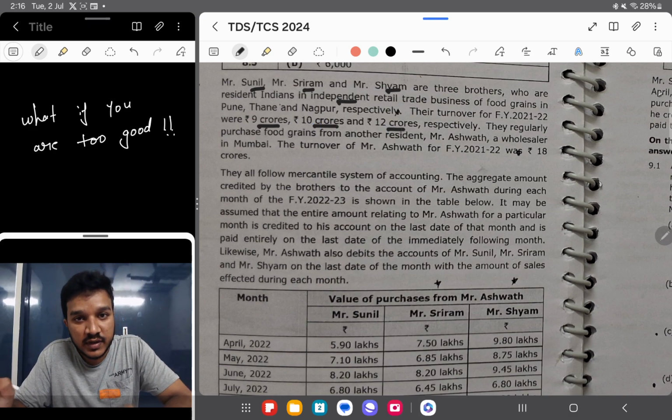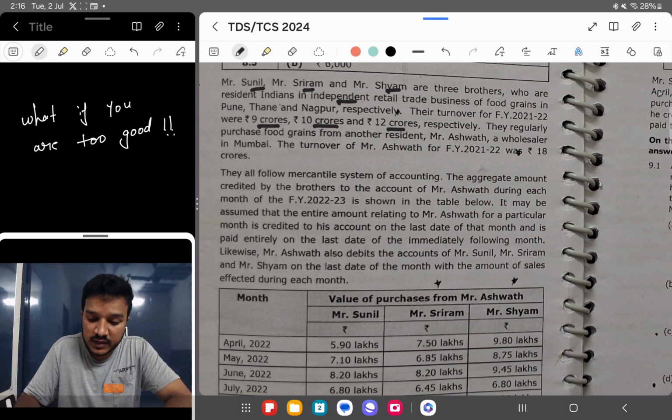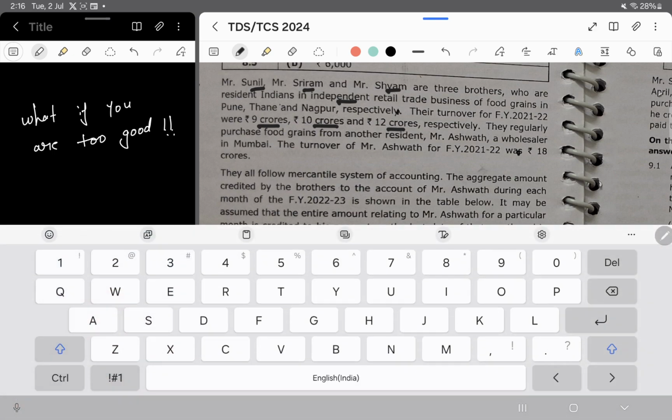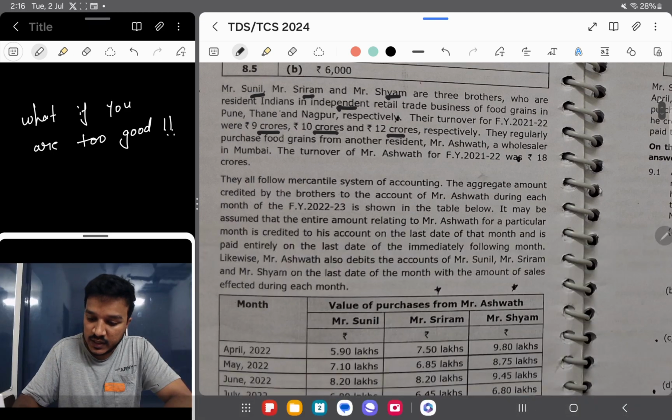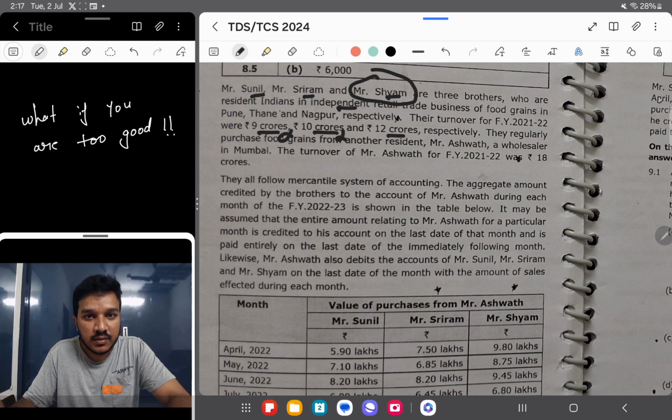So only in excess of 10 crores is TDS applicable. Now here it is clear that 9 crores is out, 10 crores is out. For these two, TDS is not applicable. Only for 12 crores, that is for Sham, TDS is applicable.